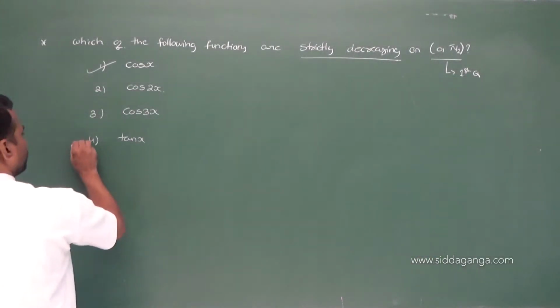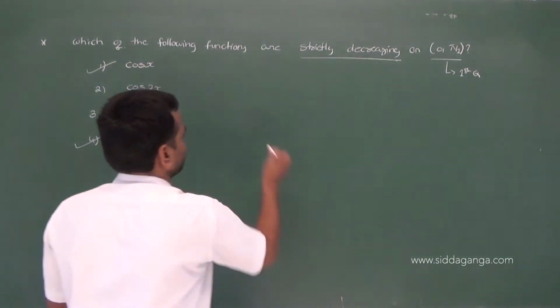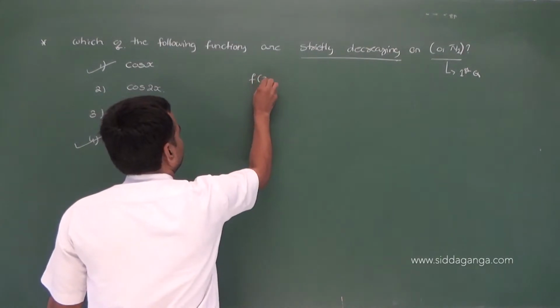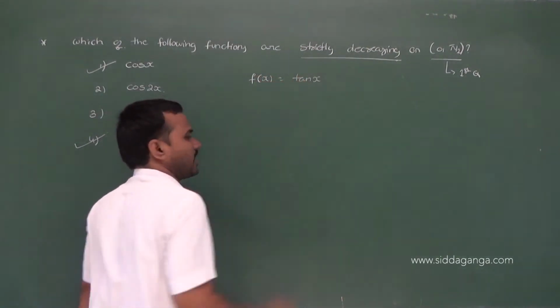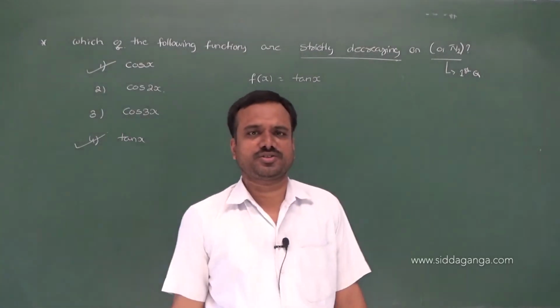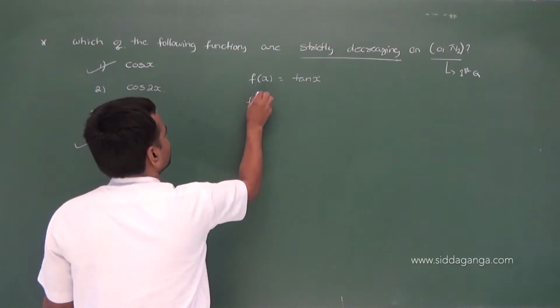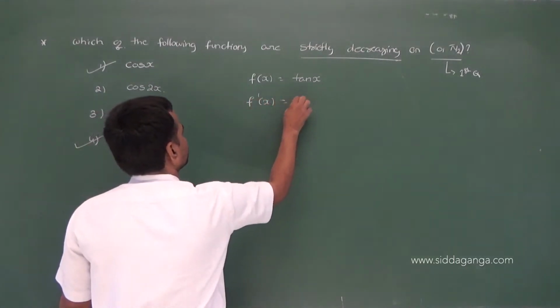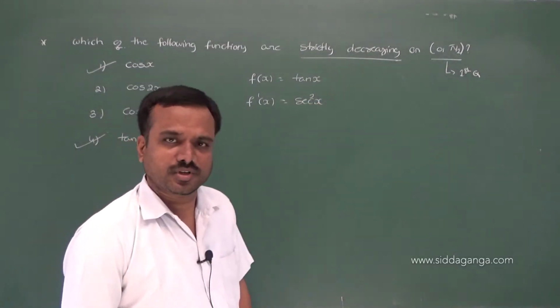I take the fourth one first. Next problem: f of x is equal to tan x. Differentiate with respect to x. f dash of x is secant square x.